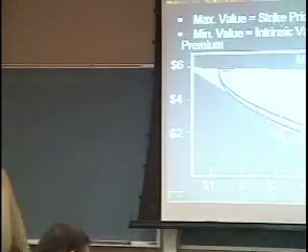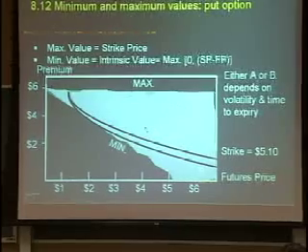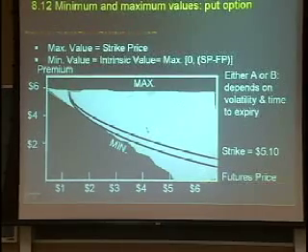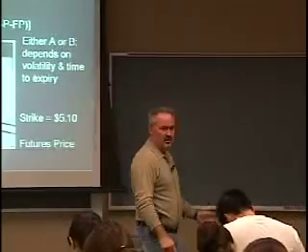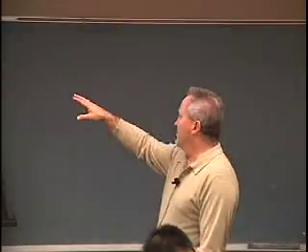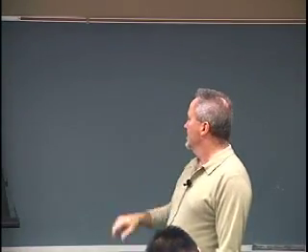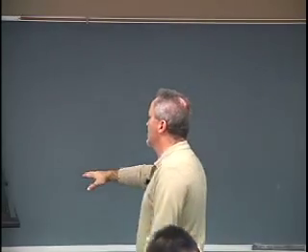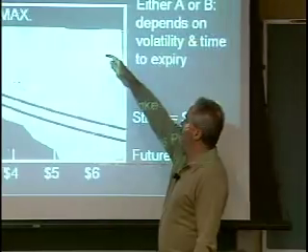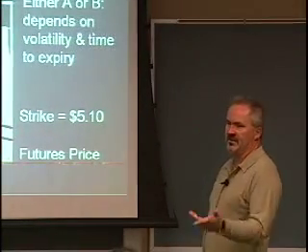This is the same story for a put option. We said that the maximum value for a put option is the strike price because you're buying the right to sell at the strike, and even if the futures price goes to 0, that's the most you would ever make, so you would never pay more than the strike price. So we set the maximum at 510, which is the strike, which gives us this horizontal line. The minimum will equal the intrinsic value for the same reason that it does in the case of a call option.